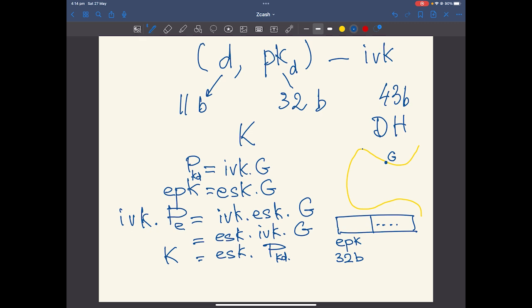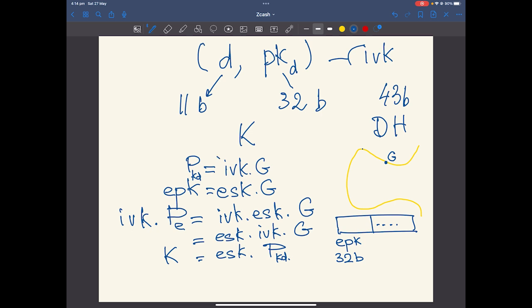So both sender and receiver are able to find the same value of K in order to do the encryption and decryption, but nobody else can, because both of these guys have access to a secret value. For the sender, it's the ESK that he has chosen himself, and for the receiver, it's IVK that he knows because this is a value that he used to derive PKD. So two ways to find the same value, and nobody else can get access to K.